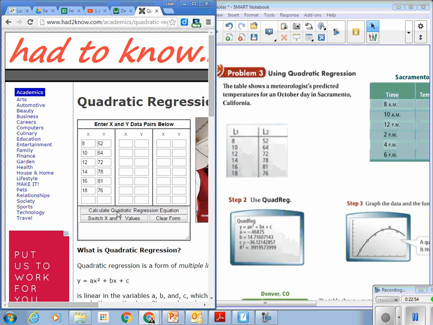Once you get all your data in, you just press calculate, and you get negative 0.4688x squared plus 14.7161x minus 36.124, which is the same as I got here.